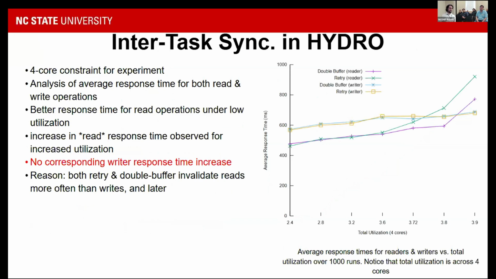In this case, this was just looking at a comparison of behaviors of readers versus writers in the hydro benchmark set in the utilization stress tests from the table previously. And what we see here is that the response time increases, which were responsible for the deadline misses observed at very high utilizations, are entirely in read requests. There's not really a corresponding increase in writer response time. That's because writers are invalidated much less frequently than reads, just due to the nature of the buffer and retry.